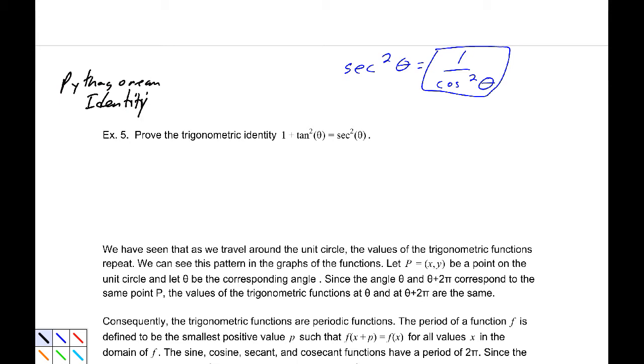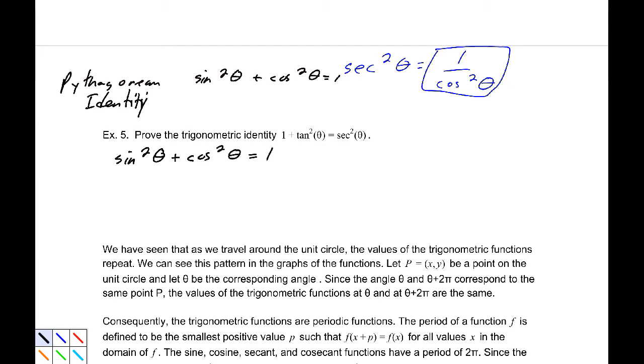Pythagorean identity is sine squared theta plus cosine squared theta equals 1. This looks very reminiscent of that identity. So I'm going to start actually with that. I'm going to start with sine squared theta plus cosine squared theta equals 1.